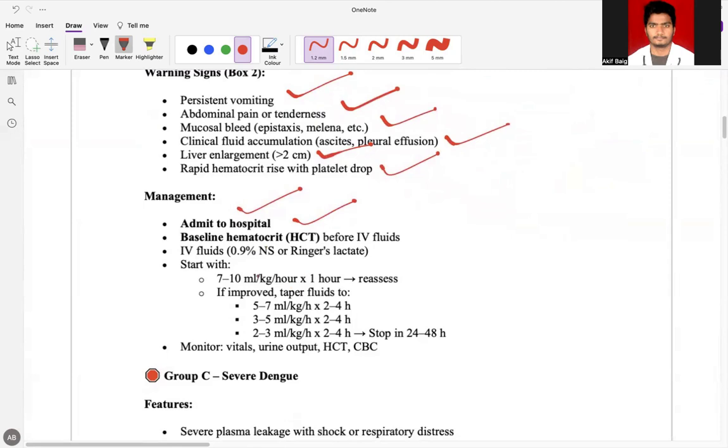Initially for the first 1 hour, give 7 to 10 ml per kg per hour, then reassess. If improved, give 5 to 7 ml per kg for 2 to 4 hours. If improved, 3 to 5 ml per kg per hour for 2 to 4 hours. If improved, then 2 to 3 ml per kg. That you have to continue for 24 to 48 hours.